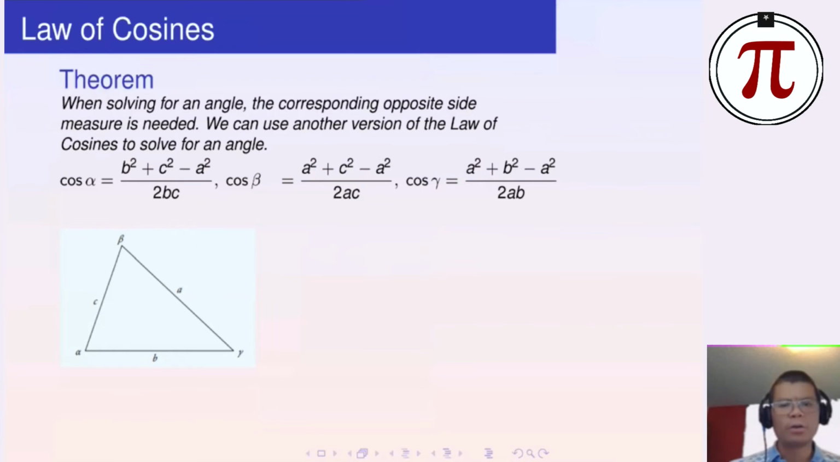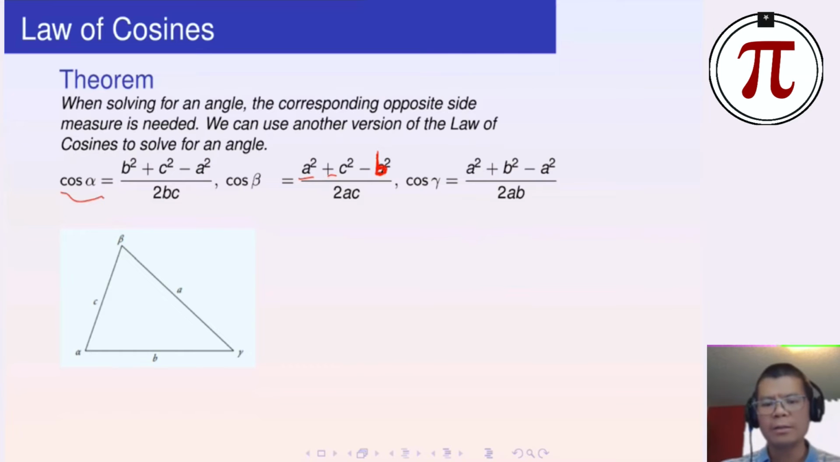Now, when solving a triangle, the corresponding opposite side's measure is needed. We can further use another version of the law to solve for an angle, right? So what is cosine alpha? It is b squared plus c squared minus a squared over 2bc. Cosine beta equals the two adjacent sides, sorry, here it is a squared plus c squared minus b squared over 2ac.